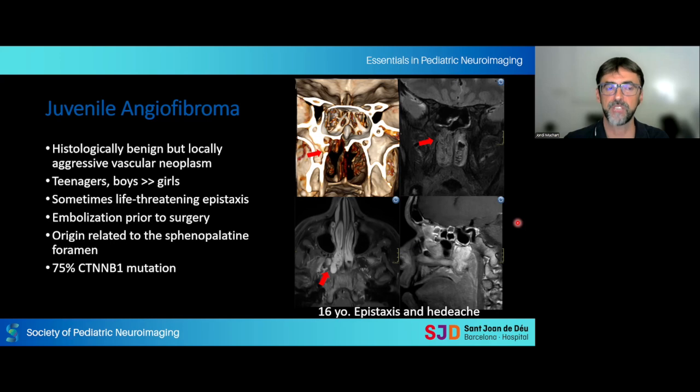Regarding its origin, most authors agree that it's related to the sphenopalatine foramen, and from here it can expand to the pterygopalatine fossa, toward the choana, or sometimes have this thumb-shaped appearance on both sides. And most of the patients have this mutation.